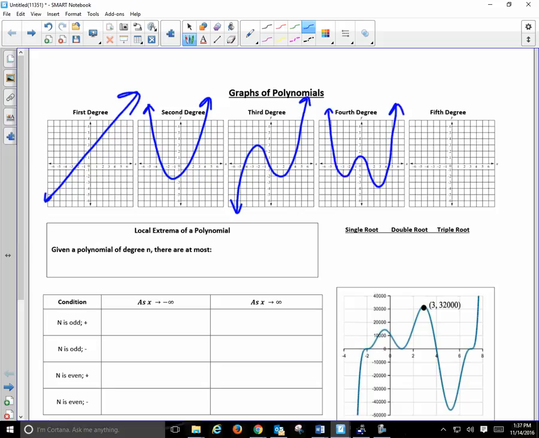Michael is 100% correct, except when we change some things about the shape and we add in these local extrema, what happens is we get kind of these hills and valleys, so to speak. Okay, messed up W's. And then a fifth degree is going to look something like this.